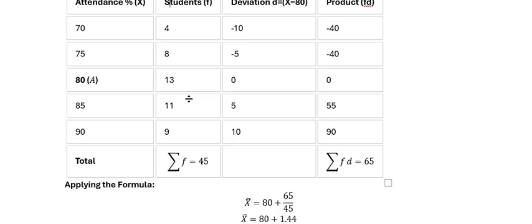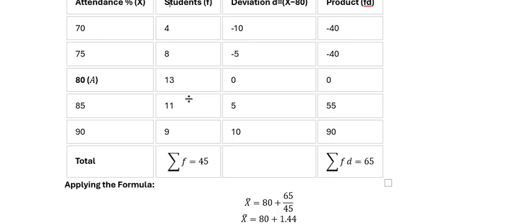Now we are going to make the product of it. fd means the number of students, that is the frequency, and d means the deviation or difference which we have calculated. People call it deviation and difference; you can use any word, I prefer deviation. So minus 10 into 4 is equal to minus 40, minus 5 into 8 is equal to minus 40, 0 into 13 is equal to 0, 5 into 11 is equal to 55, and 10 into 9 is equal to 90. So minus 40 plus minus 40 is equal to minus 80, and 55 plus 90 is equal to 145.